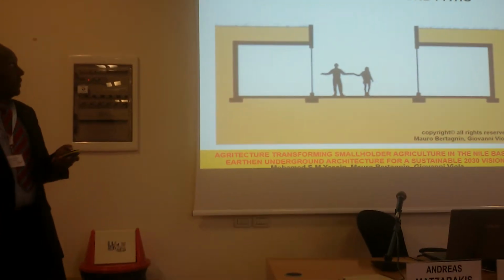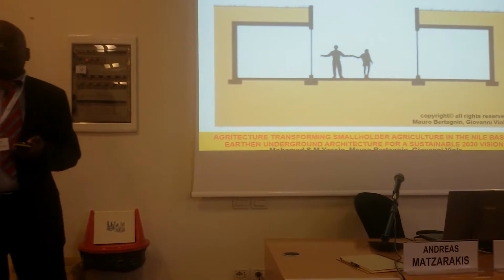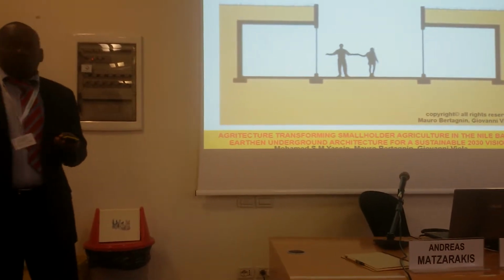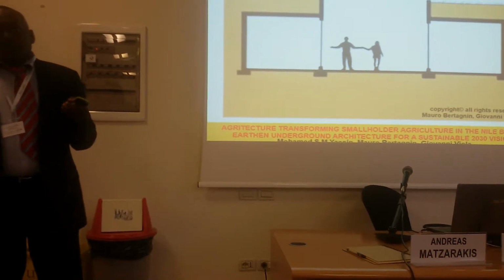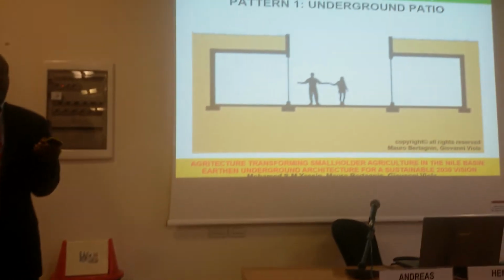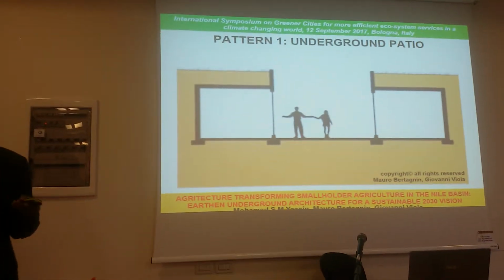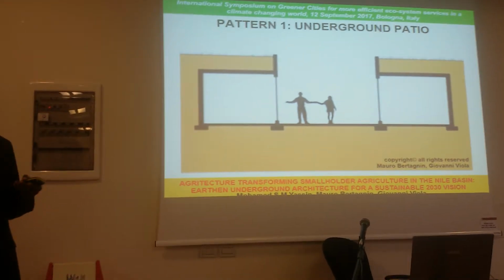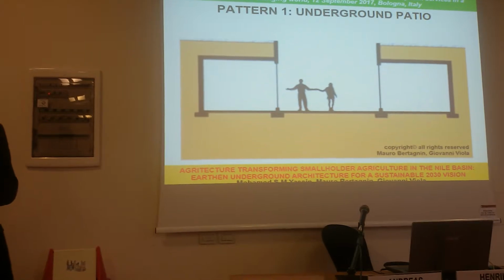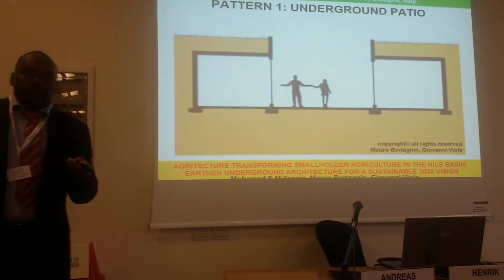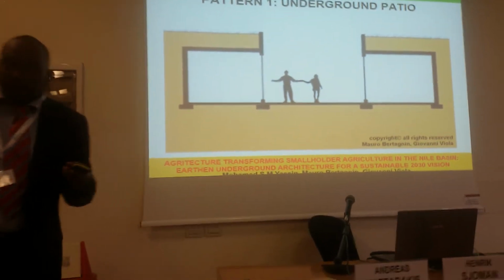These are the 5 patterns which we have focused on, on how to use the territory better in a sustainable way, and this part I'm going to leave for Professor Mauro Bertagnin, who is going to explain it better. And we did this with architect Giovanni Viola and the 80 students in the laboratory.